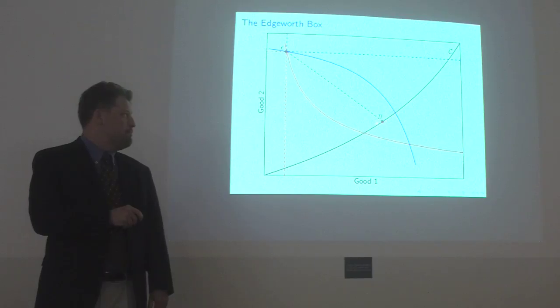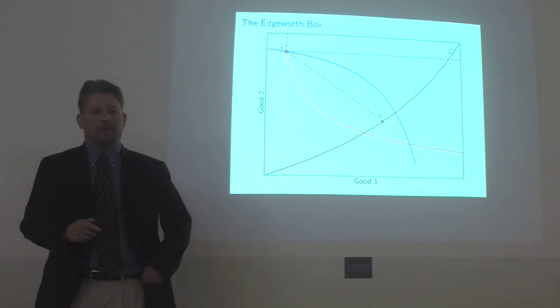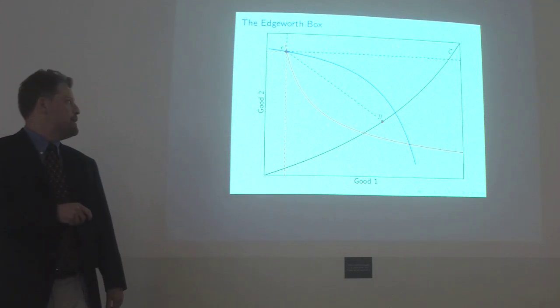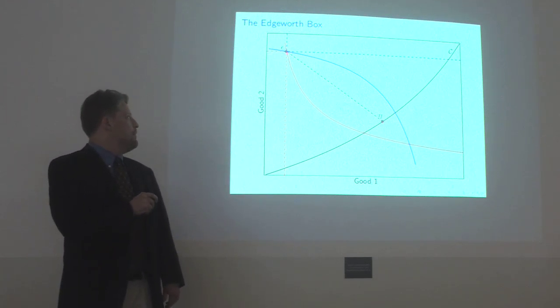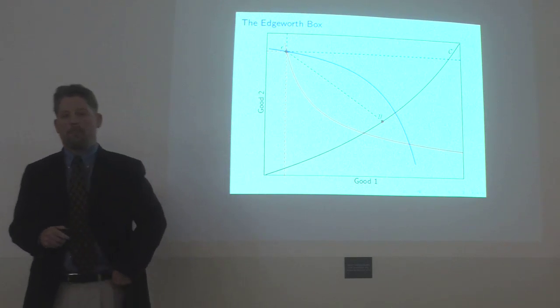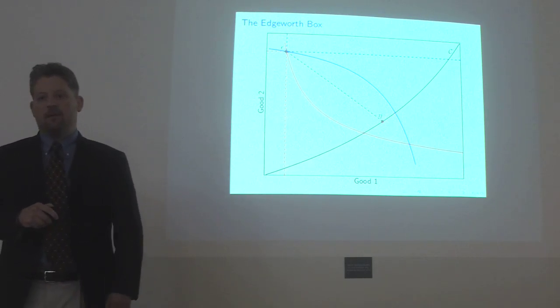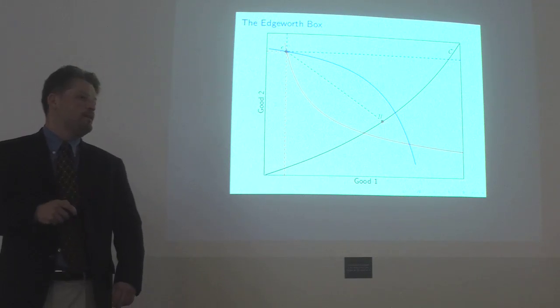This general equilibrium point is not the only point at which both agents are better off. The lens between these two indifference curves in the Edgeworth box is called the core of the economy.